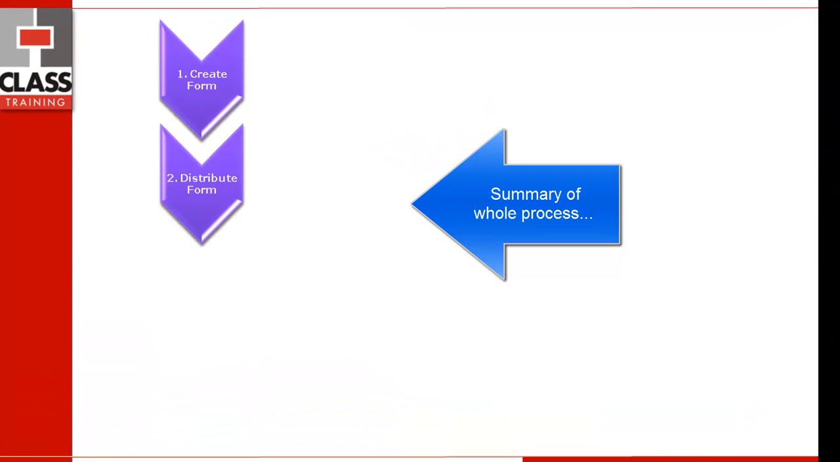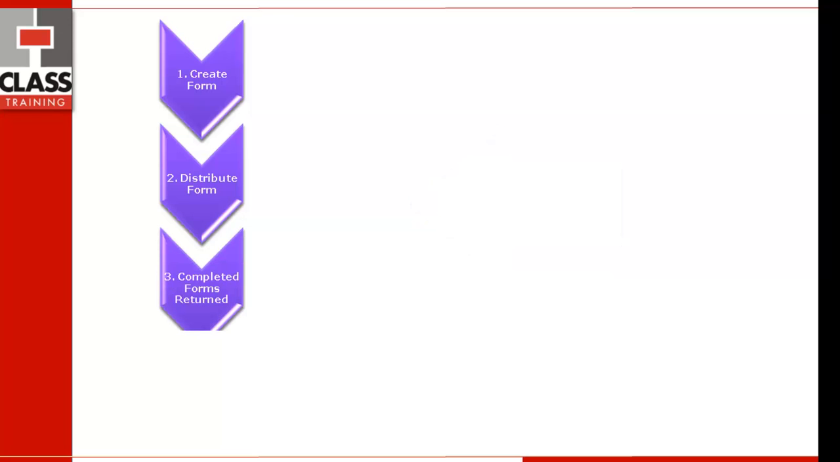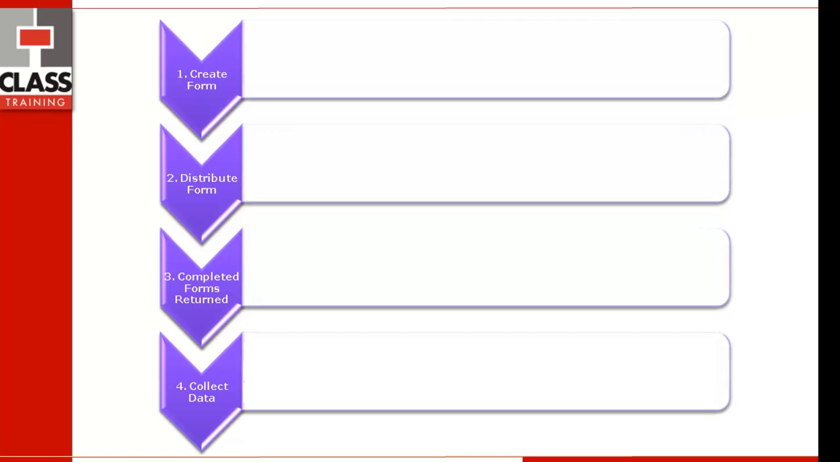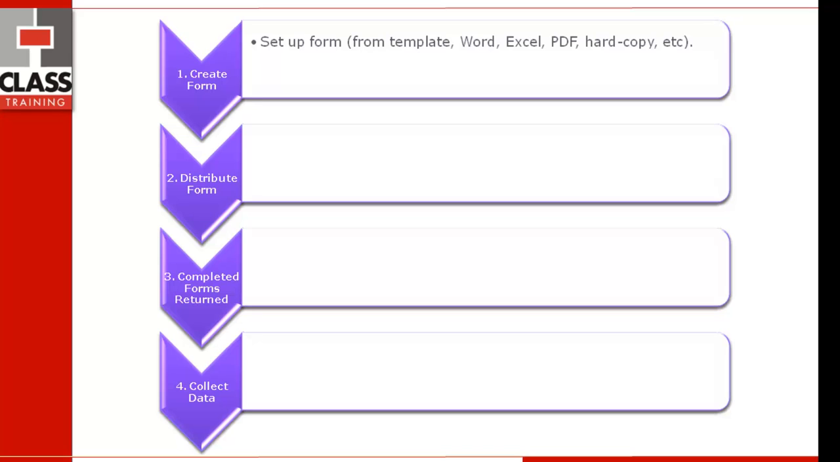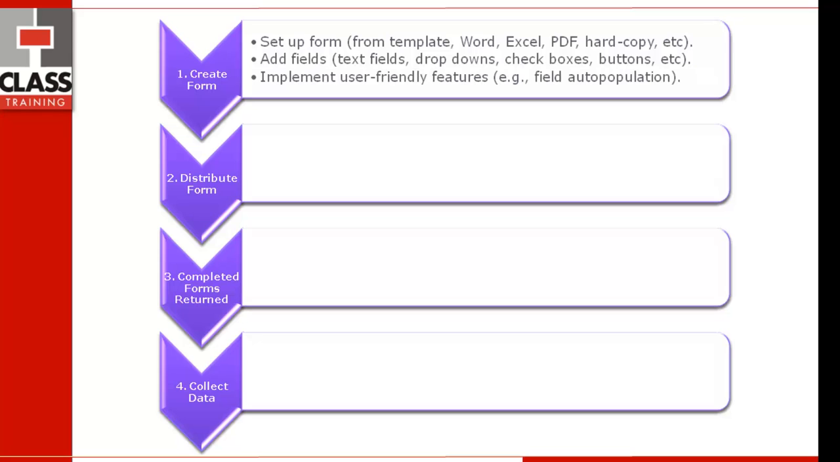We're going to be looking at what's meant by distributing the form to our users. The completed forms get returned back to us, and then we collect the data and do our normal analysis on that information. Now firstly, in creating the form, we can use an existing Word template or Excel form or PDF form as well. We then add fields such as text fields, drop downs, check boxes and so on. And we can also implement some user-friendly features such as field auto-population, and I'll show you some of that in the example a little bit later.